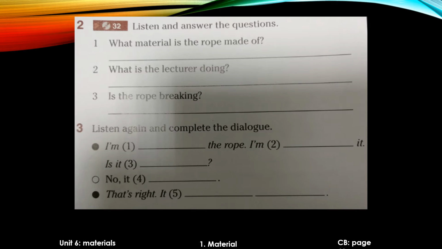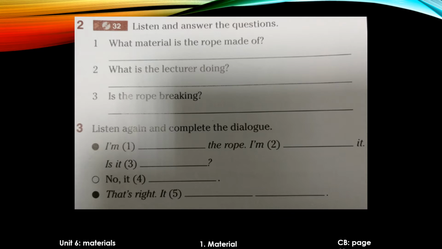Unit 6, Materials, Recording 32. Today we're doing a tensile strength test for this mountaineering rope. Okay, is everyone ready? Can you see and hear me clearly? Yes. Yeah. All right, now listen and watch carefully. The rope is made of nylon. Now I'm pulling the rope. I'm stretching it. Is it breaking? No, not at all. That's right, it isn't breaking.